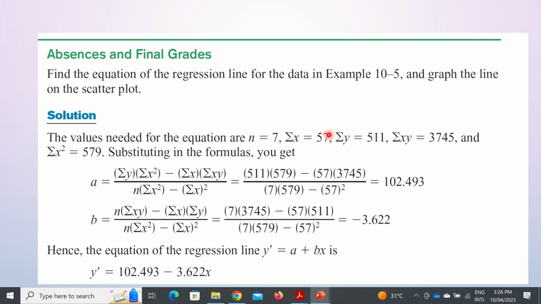The next example was for absences and the final grades, and I think you can do that yourself. You may pause the video and try these values. We had found these values a bit earlier with n equal to 7, summation x was 57. Putting all these values in the formula for a and for b, you'll get this one and this one. So you see, in this case we have a negative slope, because if the data has a strong negative relationship, in that case the slope will be what? That will be negative, okay? Because in that case the data will be sloping downward. So what is the equation of regression in this case?